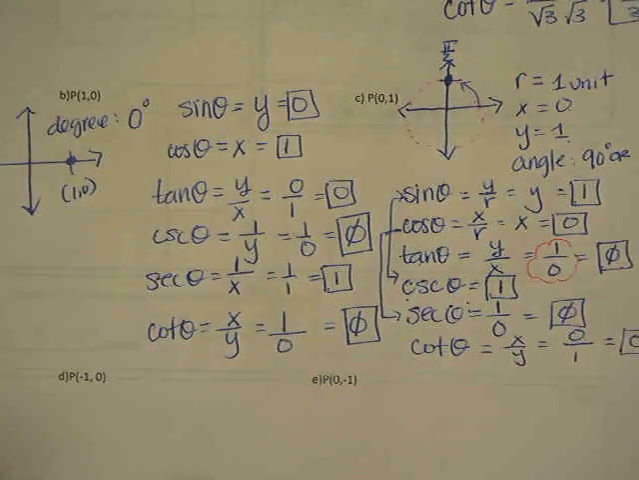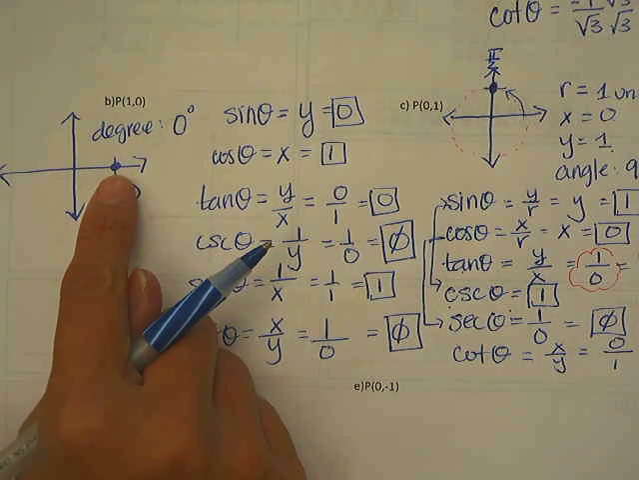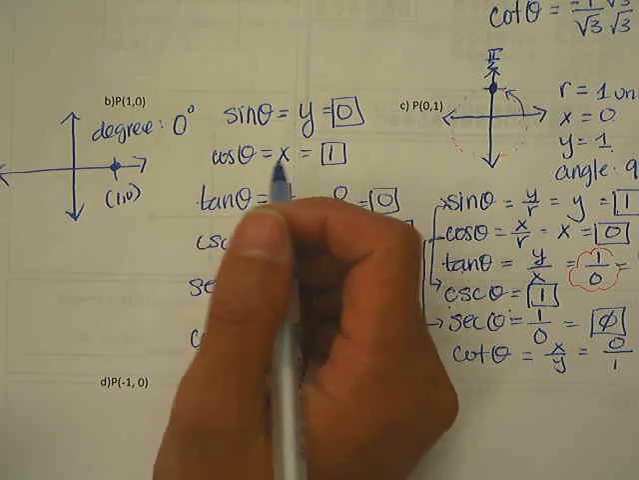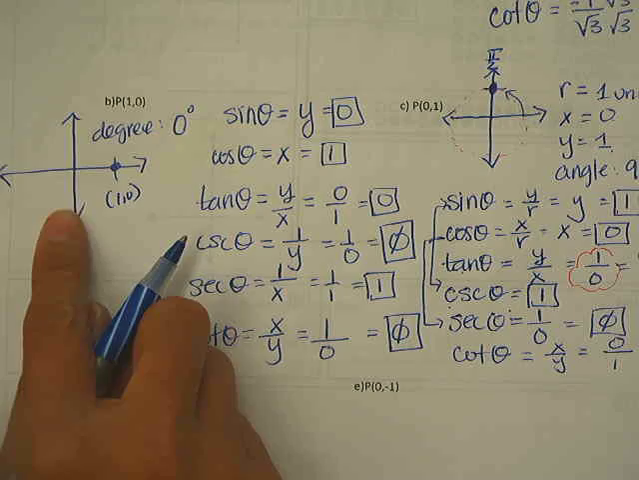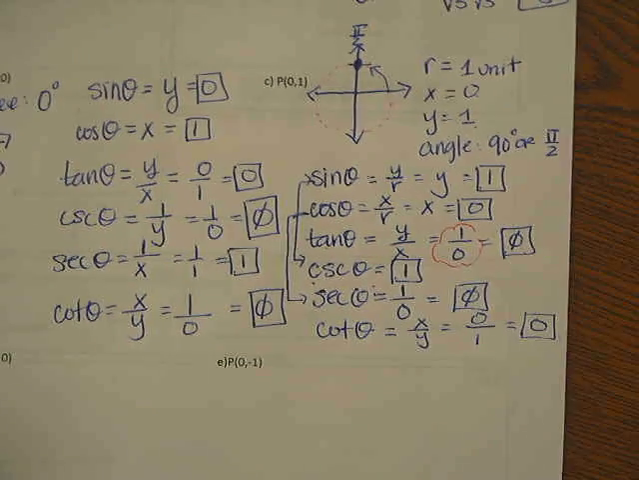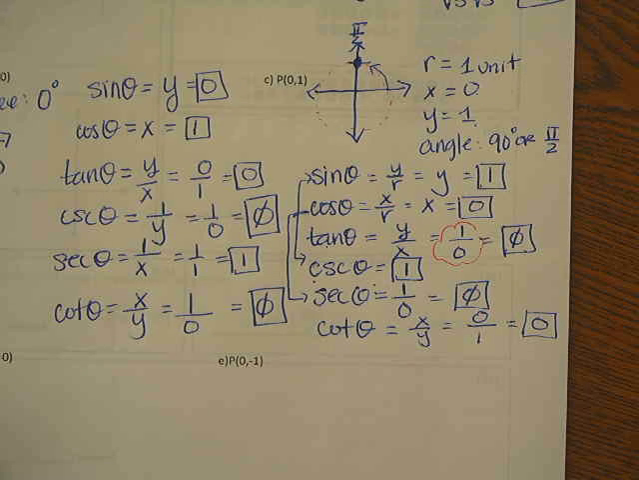Keep in mind, on part B, we plotted a dot at 1, 0, and this angle is actually 0 degrees. So we're going to keep on going until we hit a full circle. Now, if you're falling behind in copying because I'm going too fast, please do hit pause and then give yourself some time to finish copying.